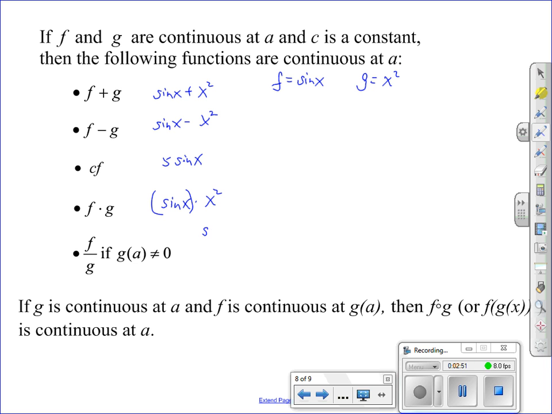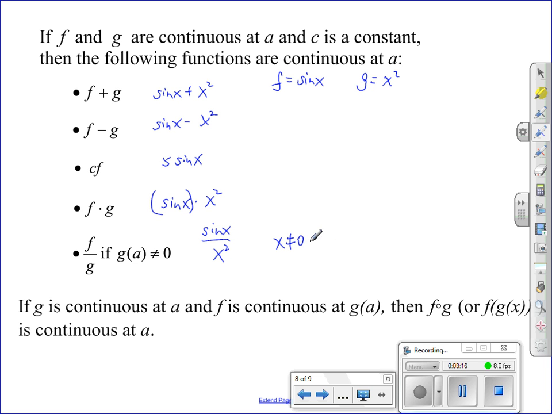Now f over g is a little special. F over g is continuous everywhere except the points where g equals 0, because now this function is in the denominator, so it's continuous everywhere except x equals 0. Okay, so at x equals 0, x squared itself is continuous, but sine x over x squared is not continuous because it's not defined there.